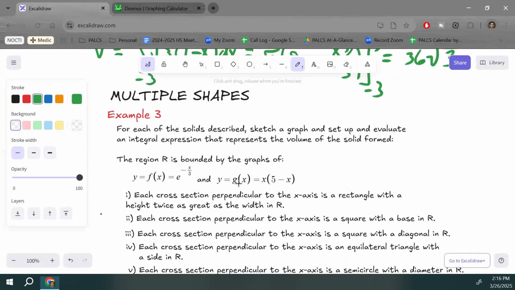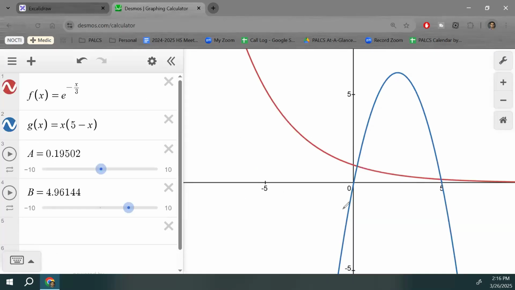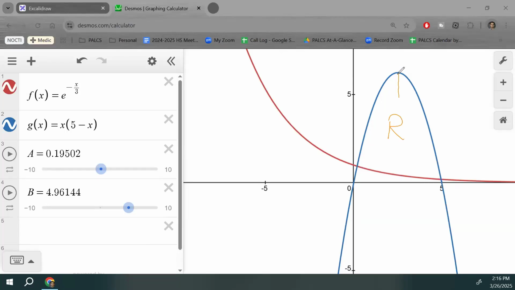Now, the first thing that we're asked to do: each cross-section perpendicular to the x-axis is a rectangle with height twice as great as the width in R. This is region R. The cross-section is perpendicular to the x-axis, and this is its base. And then we have rectangles stacked on top of that, where the height is equal to twice the base.